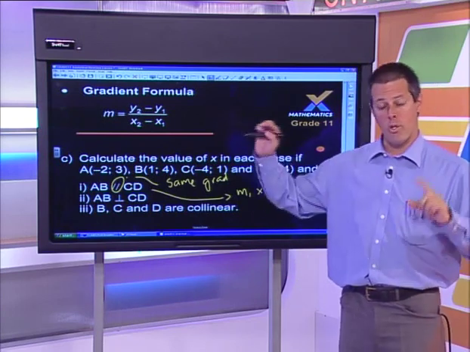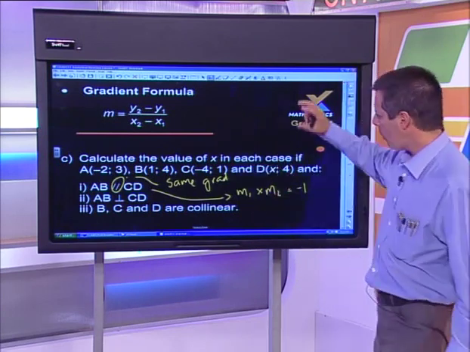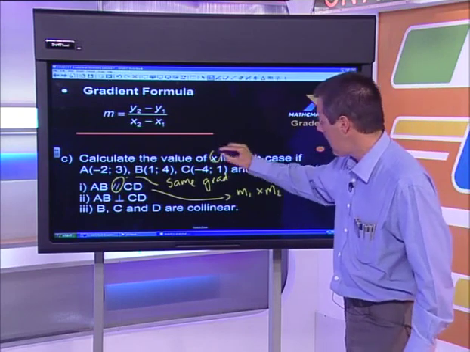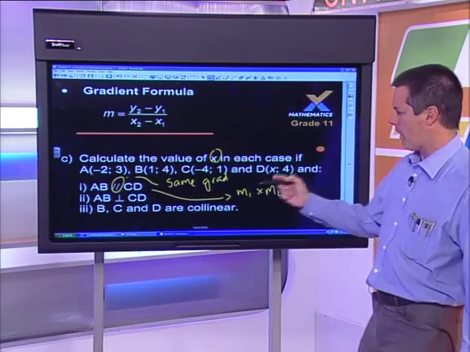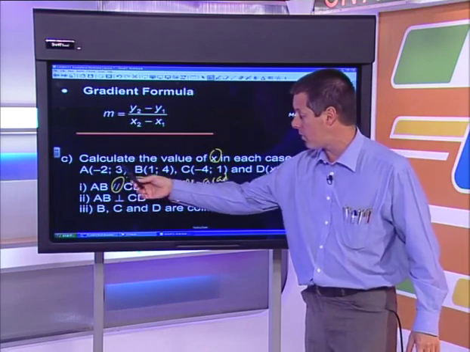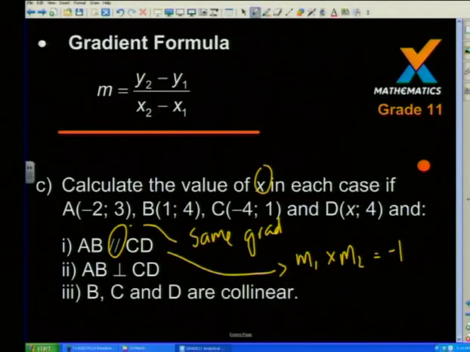So for you at home, I want you to quickly write this down. We want to solve for x. Just get down your four coordinates. The coordinate for A is negative 2, 3. The coordinate for B is 1, 4. The coordinate for C is negative 4, 1. And D is x, 4. So straight away you know that that is where your unknown is.